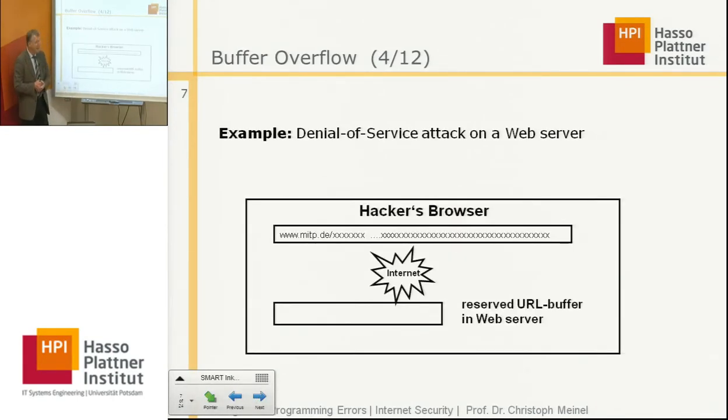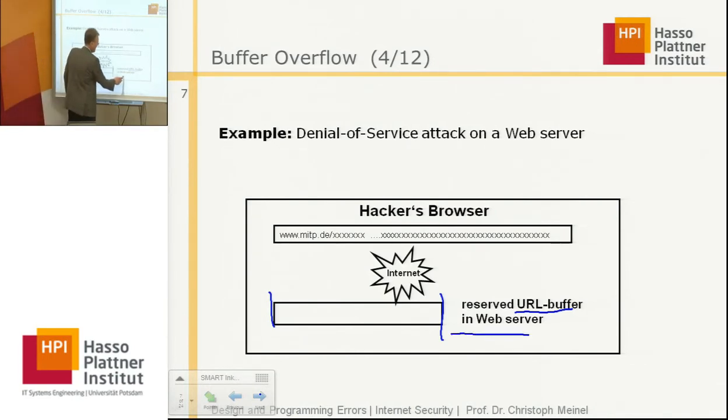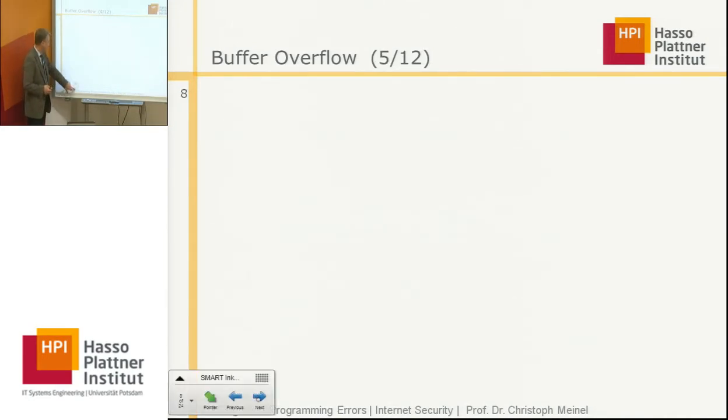Here is a simple example of such a denial-of-service attack on a web server. There is a space reserved for giving in a URL, and the attacker gives much longer data into this URL field, so that all the space that follows is overwritten, you see, with useless data. And this causes problems for the victim system and is a denial-of-service attack.